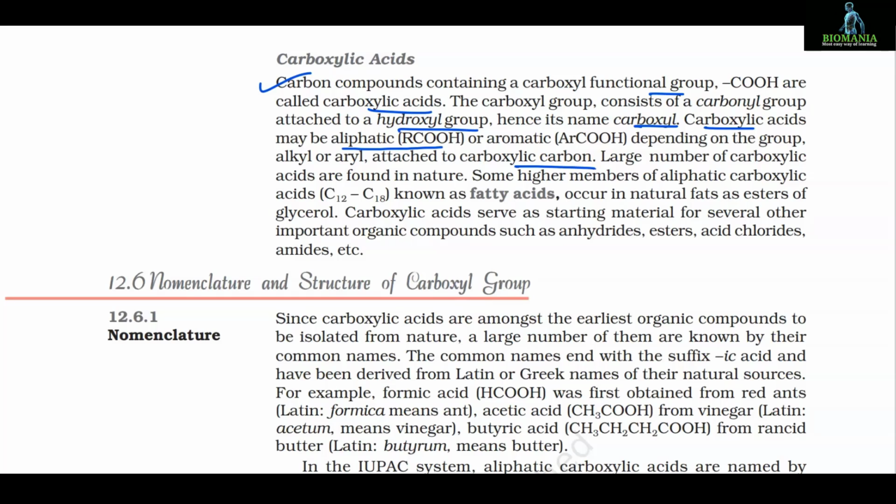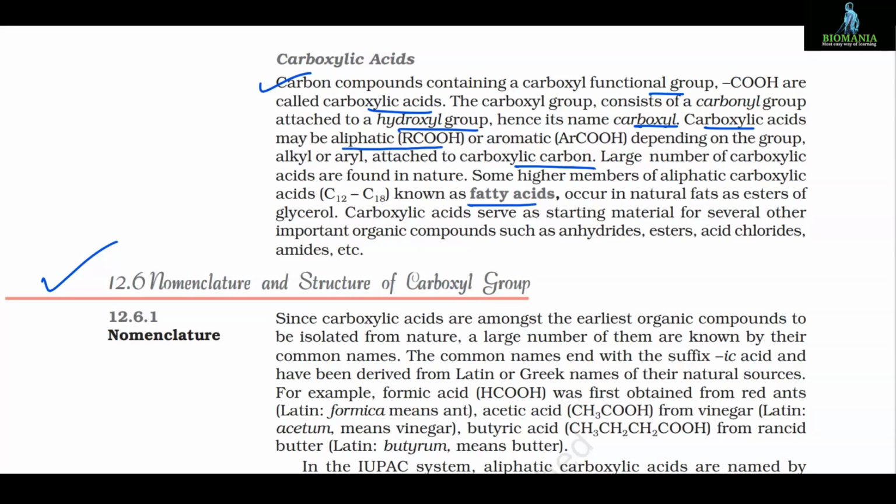Some higher members of aliphatic carboxylic acids, C12 to C18, known as fatty acids, occur in natural fats as esters of glycerol. Carboxylic acids serve as a starting material for several other important organic compounds such as anhydrides, esters, acid chlorides, amides, etc. 12.6 Nomenclature and structure of carboxyl group.